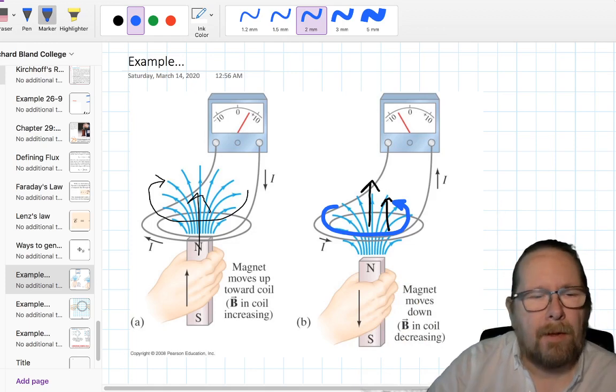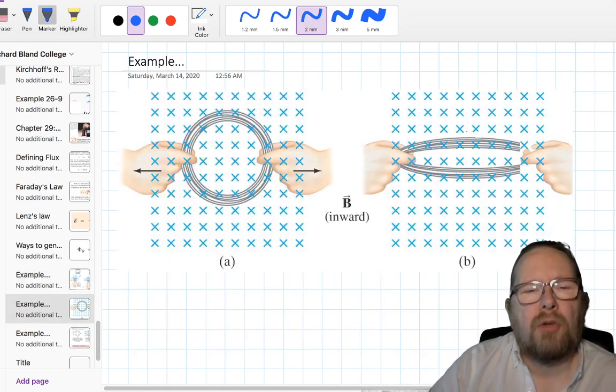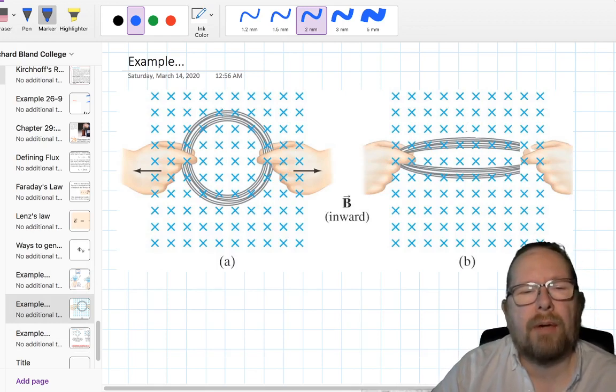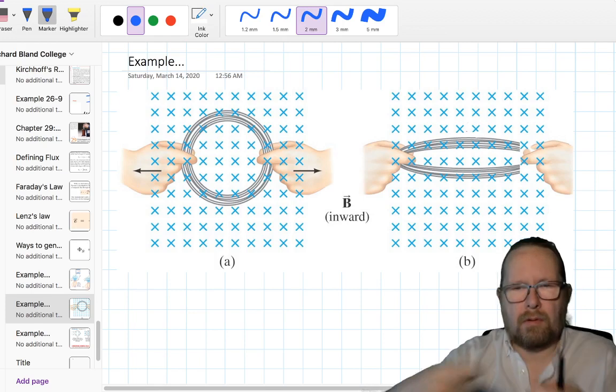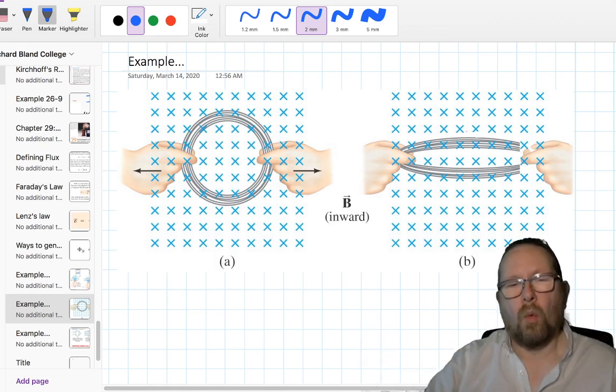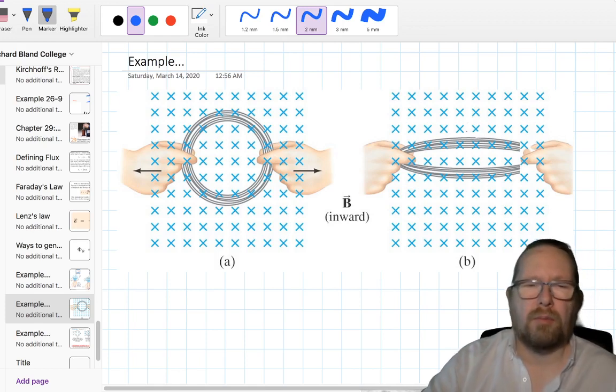Okay? If we look at this example in the book, you've got a loop of wire, it's actually multiple loops of wire, in a circular shape, in a magnetic field that points into the page or into the screen. And you take that loop and you stretch it this way. What induced current will there be in the loop?